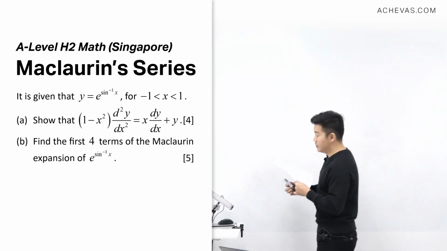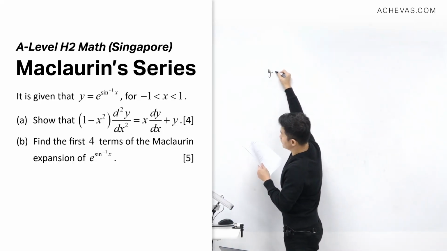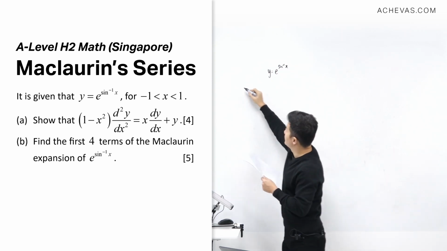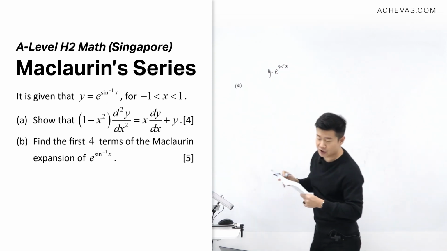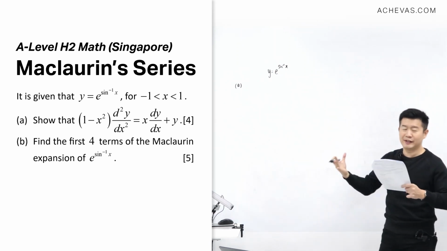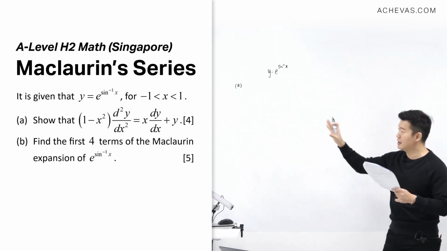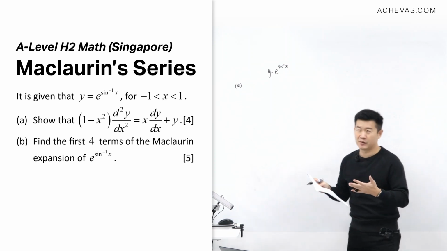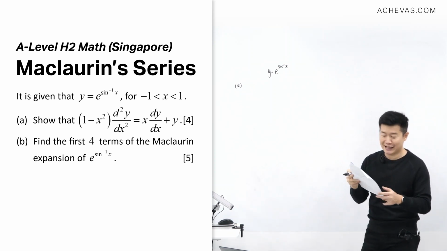So in question number 7, we are given that y is equal to e to the power of sine inverse x. In part A, we are supposed to show the equation. In part A, we know this is a Maclaurin's question, but part A that is given to us is more of a differentiation technique question.